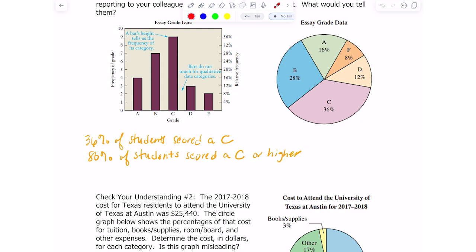Something else that you might be able to talk about is maybe which percentage of students failed. So you would have 20% failed. So the majority of students got passing essay scores.